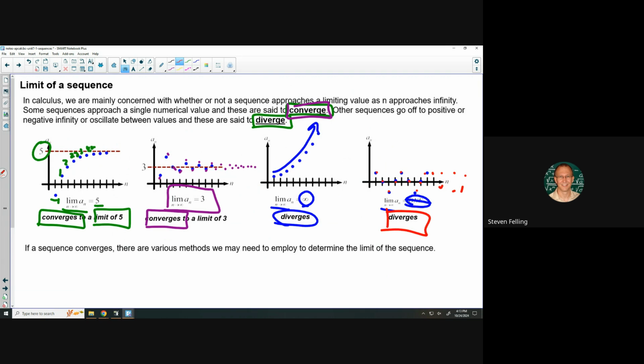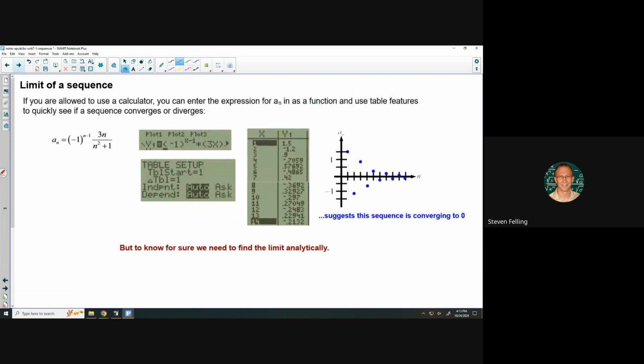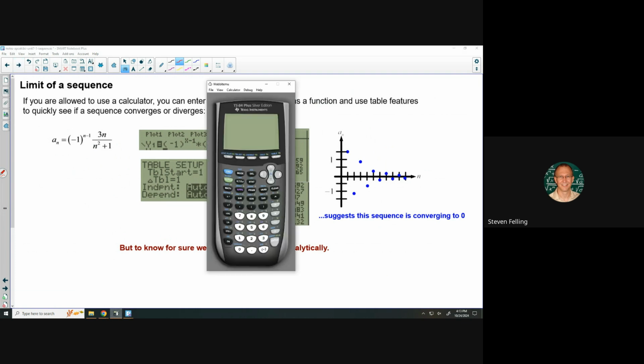All right, so one way to determine if a sequence converges or diverges is to graph it as if it were a function and see what happens. So for example, let's say we have that function that we just looked at. We could take a calculator and enter that as if it was a function.